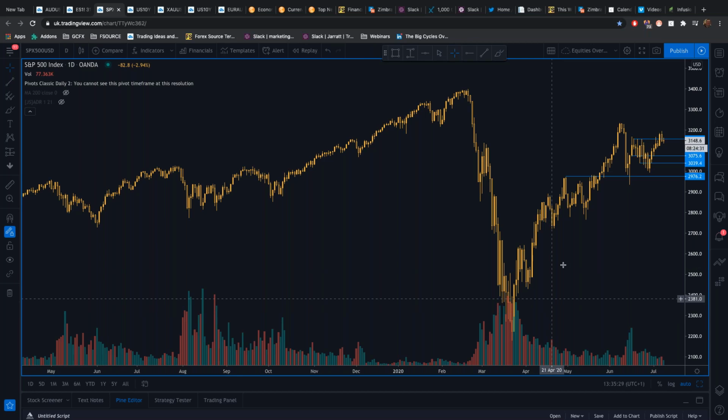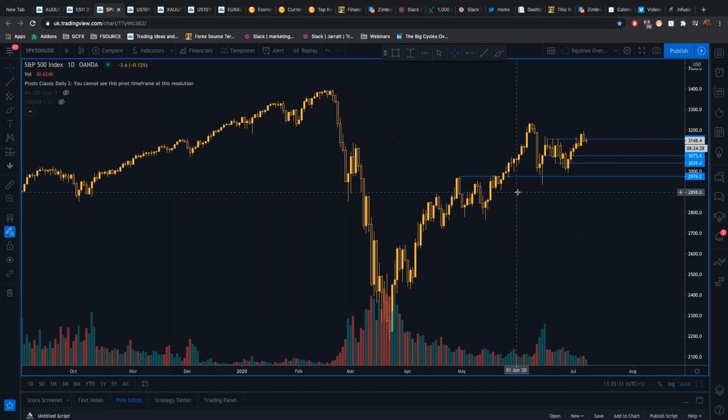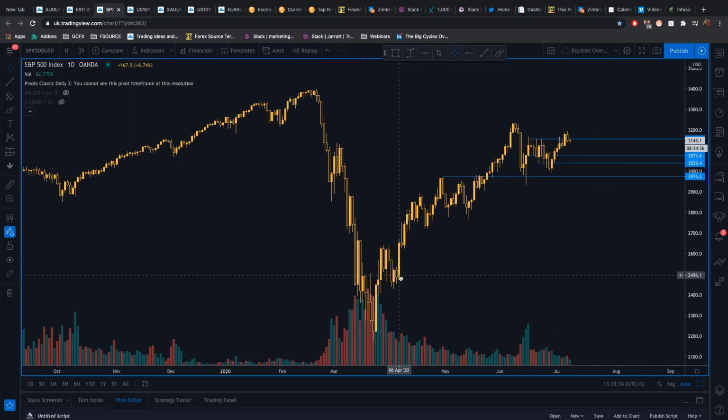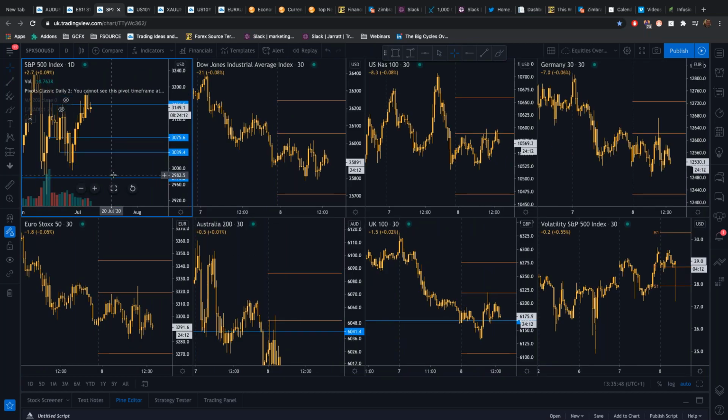That's the bearish case. The bullish case says, no, we've got lots of Federal Reserve stimulus, we've got government stimulus, there will be enough stimulus to keep the economies going, and any retracement in the stocks is just a buy on the dips. So that's the two competing narratives.